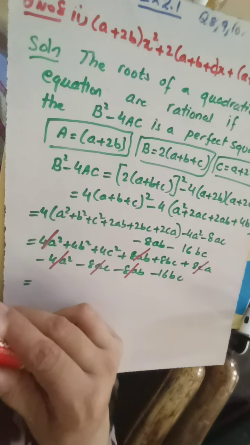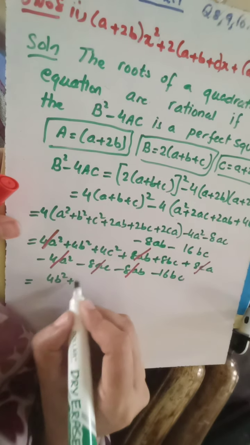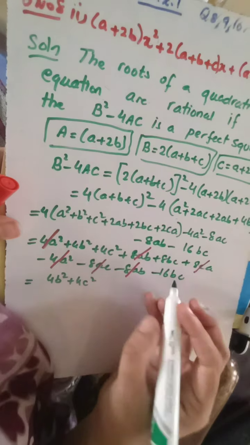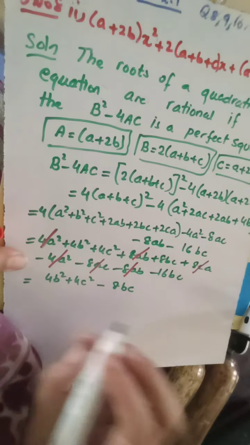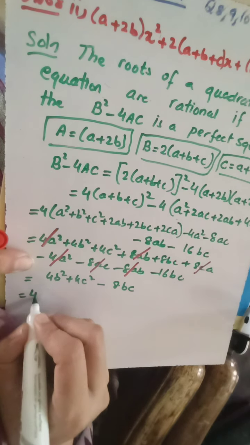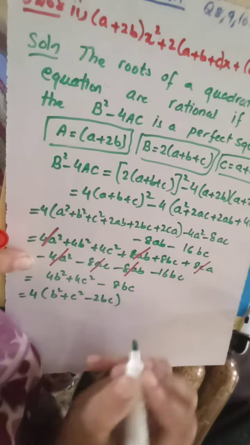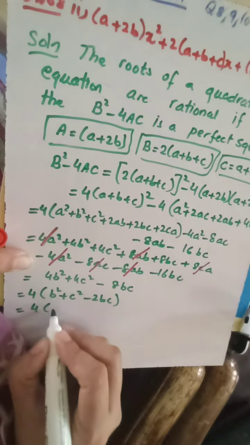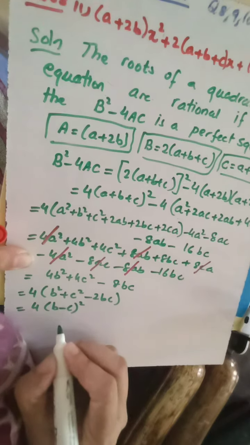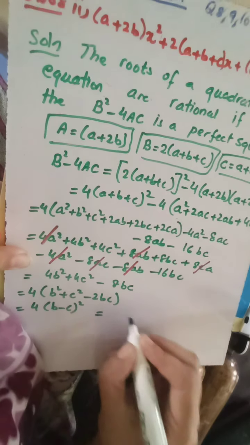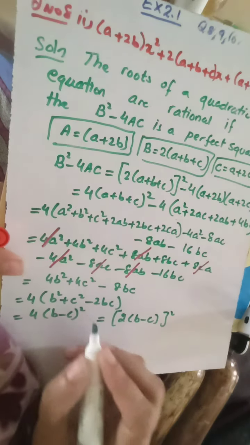Okay, so we are left with the terms 4b square plus 4c square minus 8bc. If I take 4 common from this, what we are going to get is b square plus c square minus 2bc, and you know that this is the square of (b minus c) whole square, and this whole expression can be written as (2b minus 2c) whole square. So what do we have here?